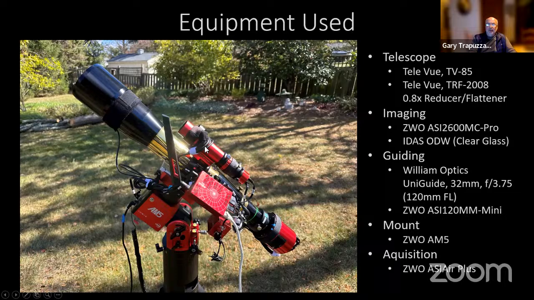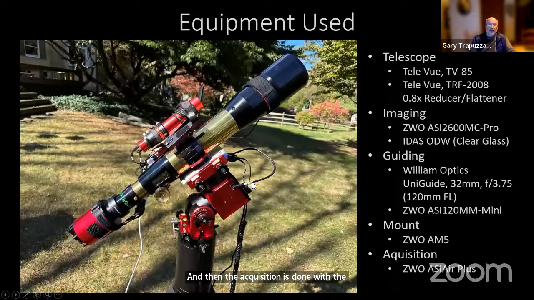For guiding, I have the William Optics 32mm unit guide, the 120mm focal length, and the little ZWO ASI 120mm, the little monochrome mini that fits right in there. The mount is the AM5, and then the acquisition is done with the ASI Air Plus. This is the other side of that setup. You can see it a little better now in terms of the OTA.